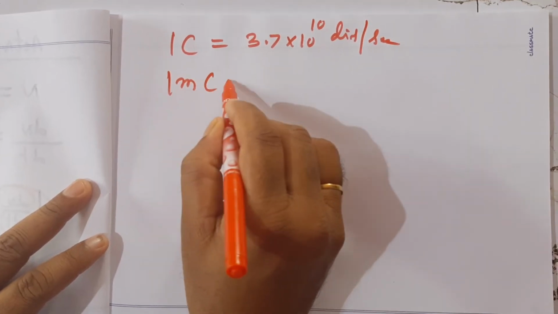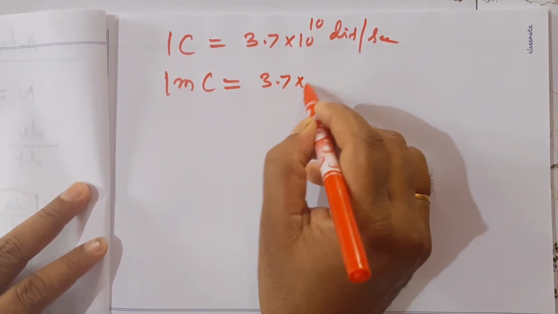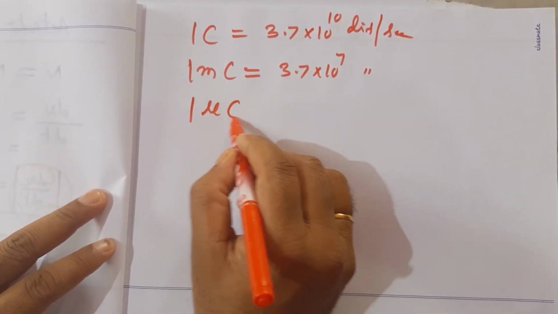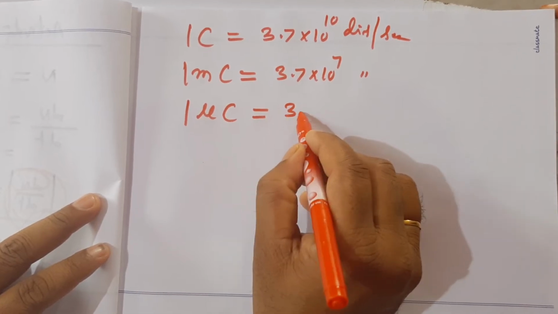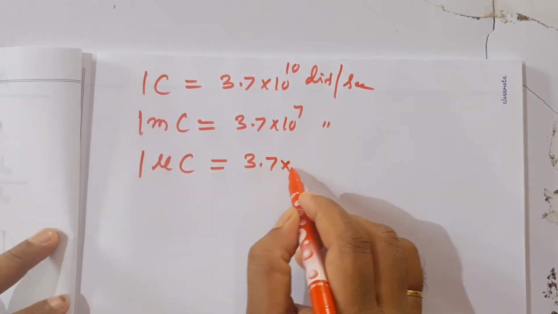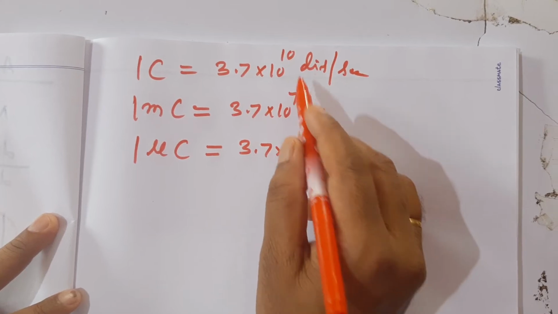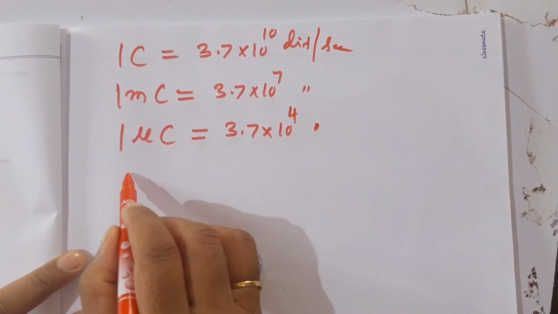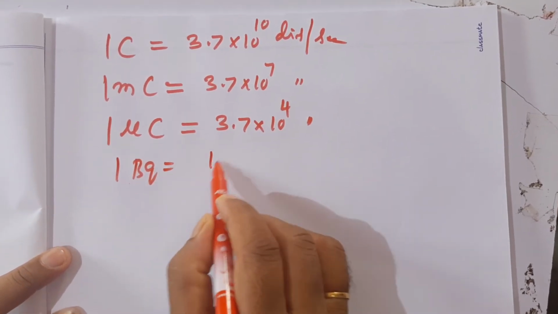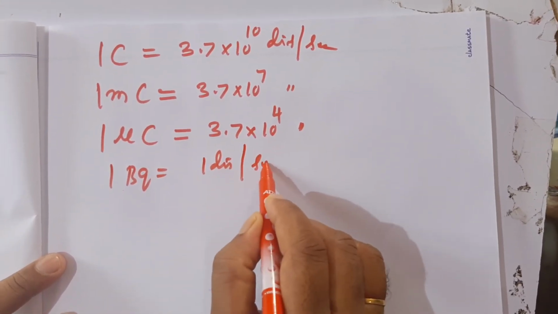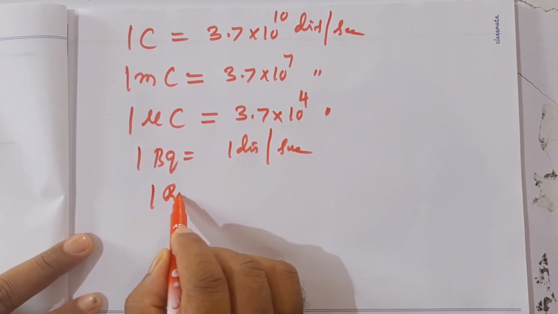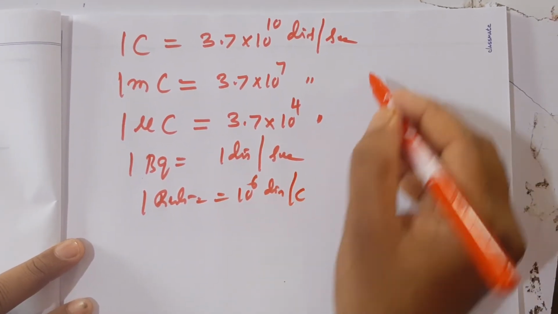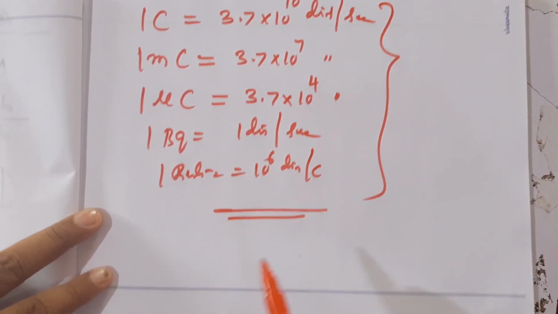Then what is 1 millicurie? We get 3.7 into 10 power 7 disintegrations per second. If you want to express in microcurie, it equals 3.7 into 10 power 4 disintegrations per second. 1 Becquerel is equal to 1 disintegration per second. 1 Rutherford is equal to 10 power 6 disintegrations per second. These are the different units for activity.